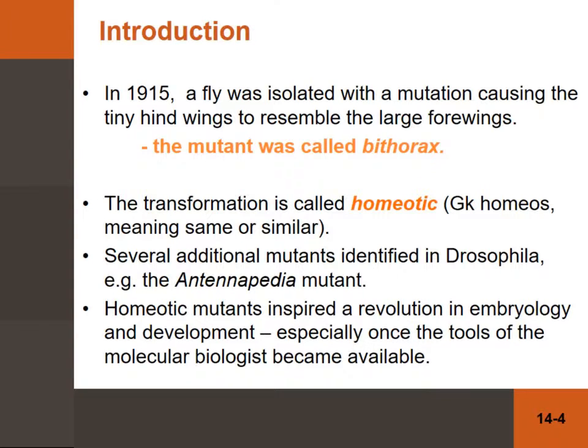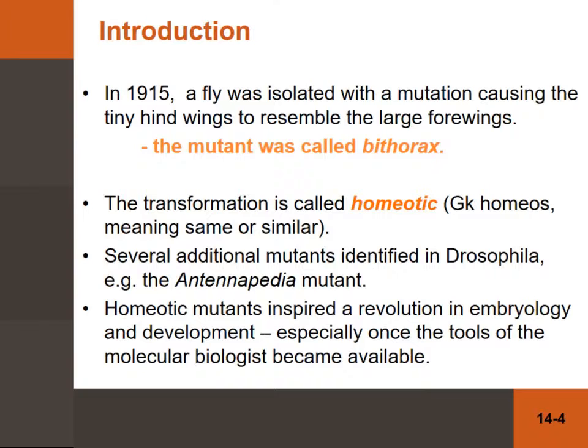So let's go back to 1915, when a fly was isolated with a mutation that caused the tiny hind wings, called halteres, to resemble the large forewings. And the chap that discovered this called this mutant bithorax. This transformation was referred to as being homeotic. Homeotic comes from the Greek homeos, meaning same or similar. And this type of transformation was called homeotic because one part of the body was transformed to resemble another.